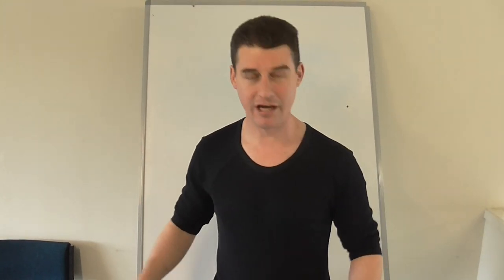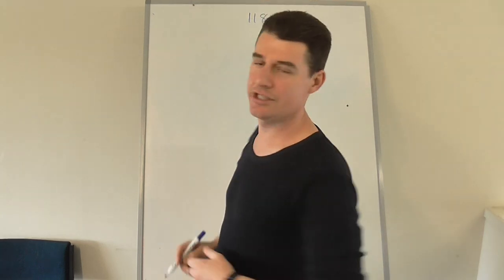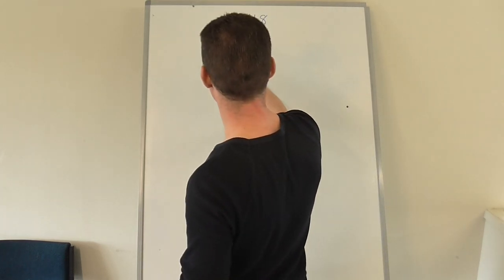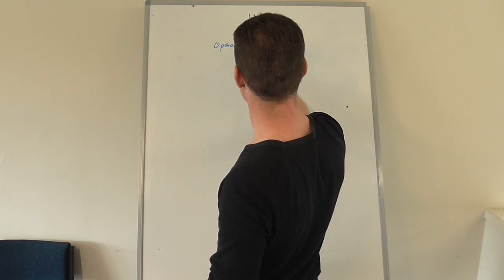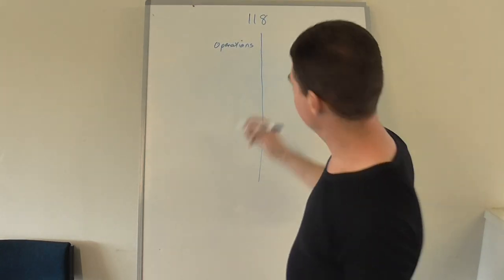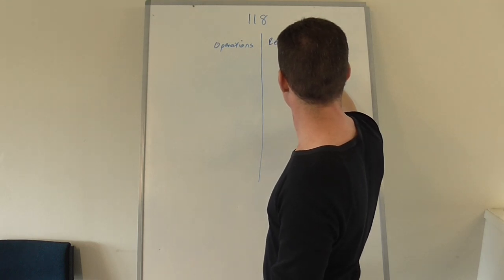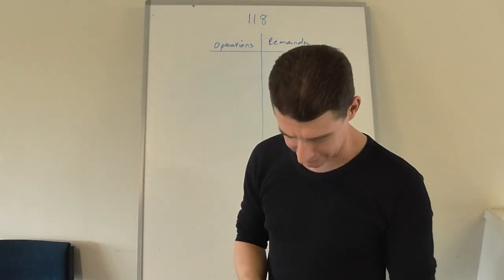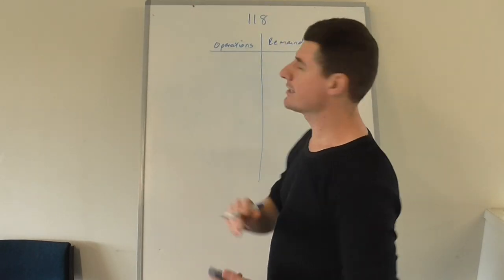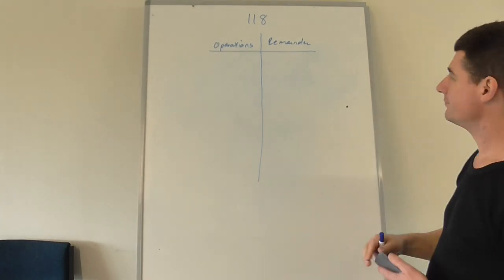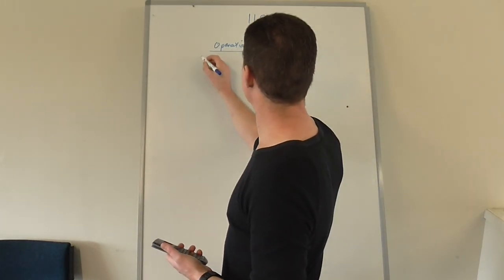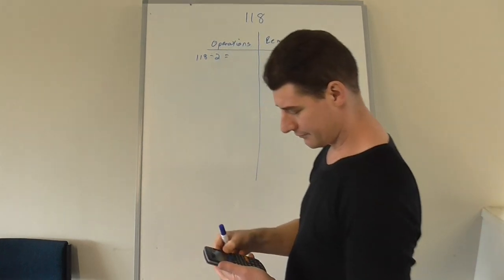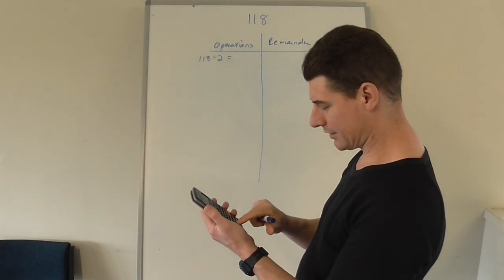So if you have a decimal number like 118, you need to be able to convert that into binary. Okay, so I'm just going to write here, operations, and then remainder. Now, first of all, how do you do it? I'm going to need my calculator for this. First of all, you take that number 118 and you divide it by 2. So 118 divided by 2 gives you 59.